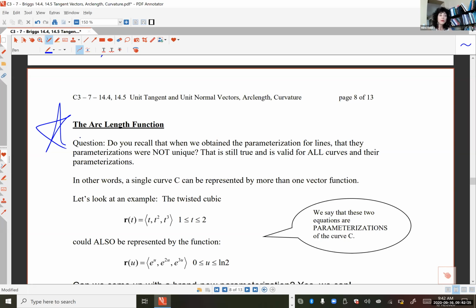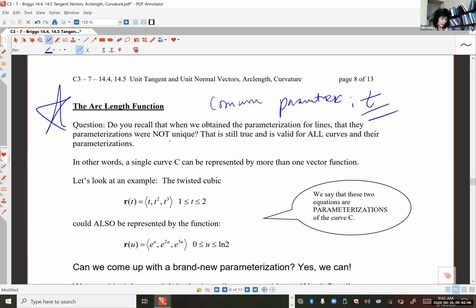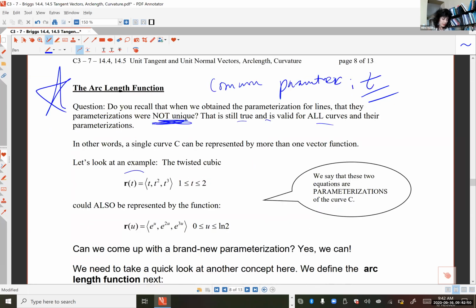Now, a common parameter is time t. That's a common parameter when you're parameterizing a curve. But it isn't the only one. There are other ways to parameterize a curve. So one way is using this thing called the arc length parameter. So, I'm just talking you through what I'm saying here. Take a look at this twisted cubic. That's kind of a cool curve. It kind of looks like one of those helix guys.